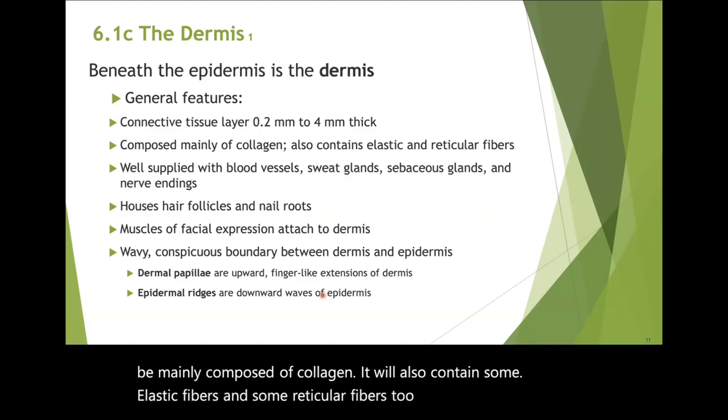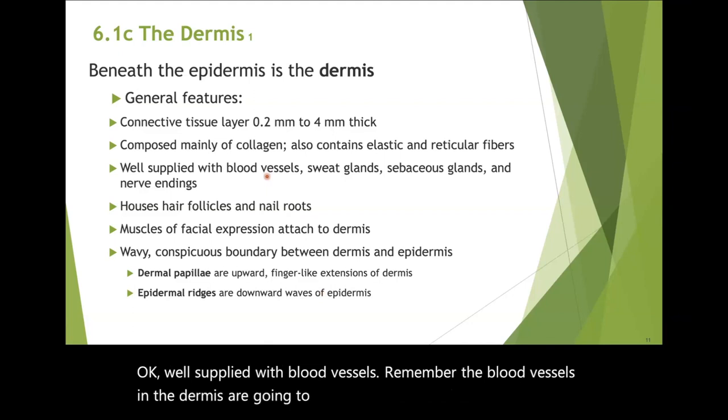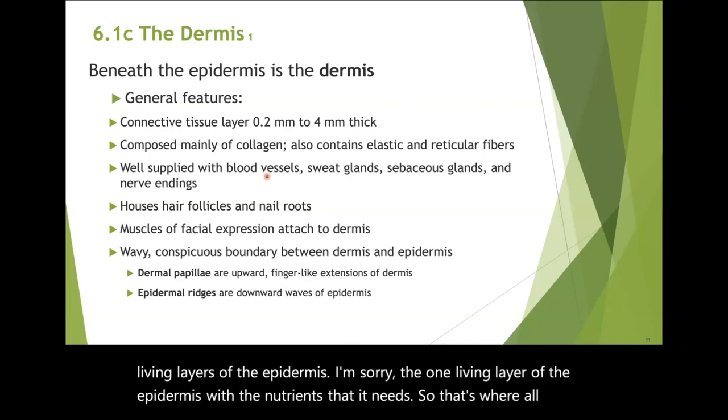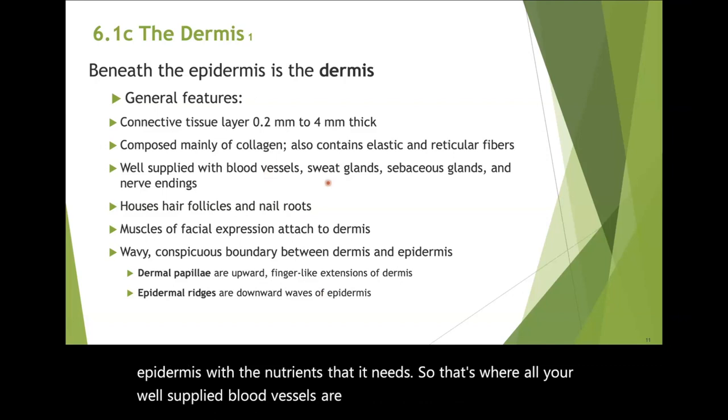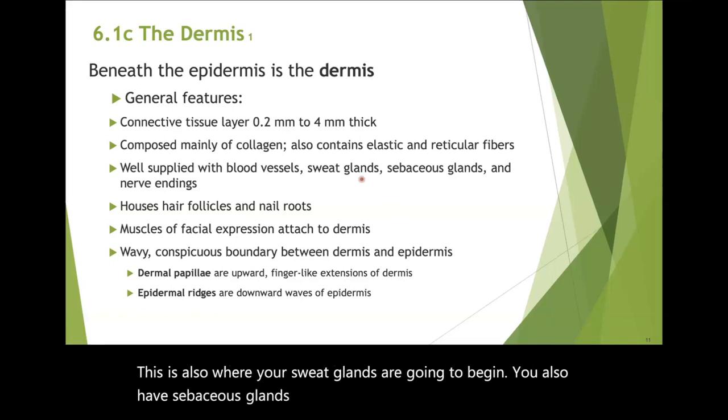It has lots of blood vessels, okay, well supplied with blood vessels. Remember, the blood vessels in the dermis are going to supply the stratum basale, which is the one living layer of the epidermis, with the nutrients that it needs. So that's where all your well-supplied blood vessels are. This is also where your sweat glands are going to begin. You also have sebaceous glands and nerve endings.